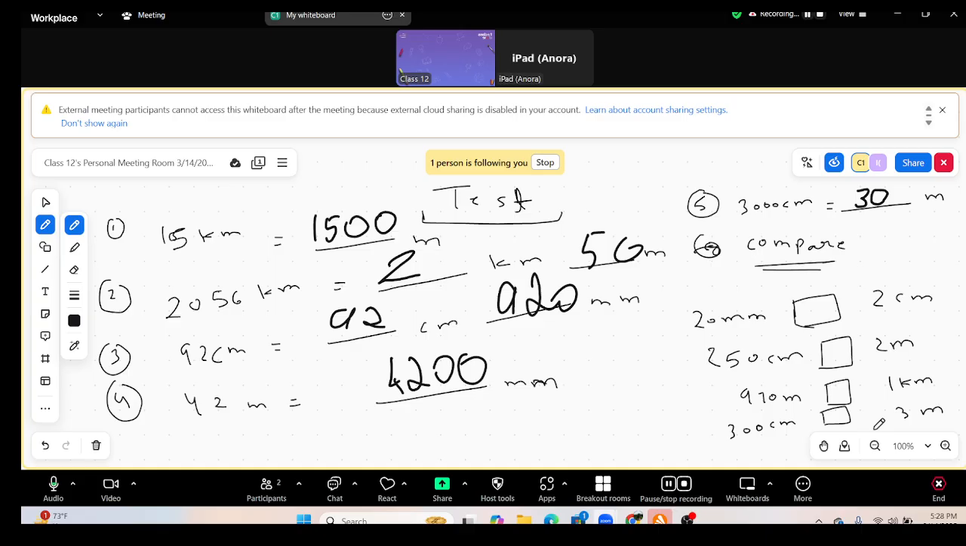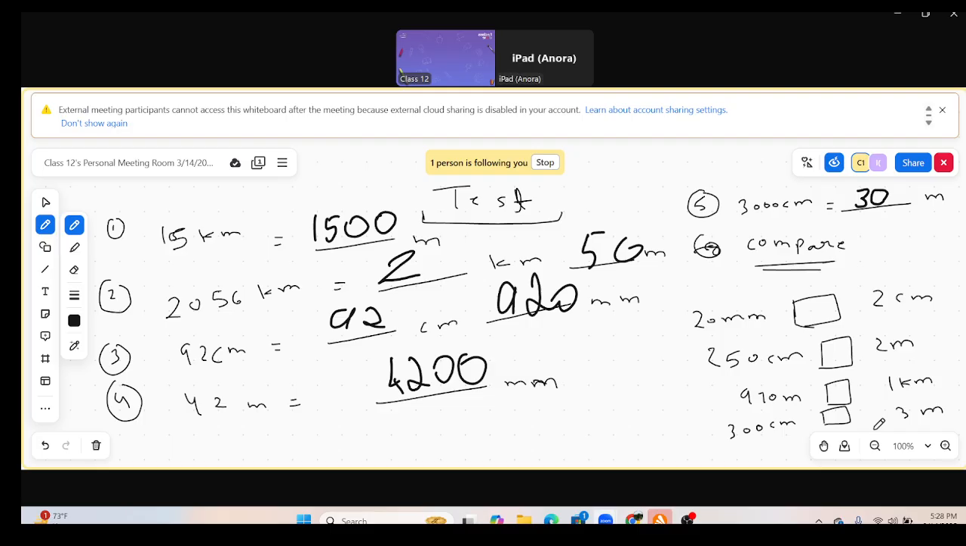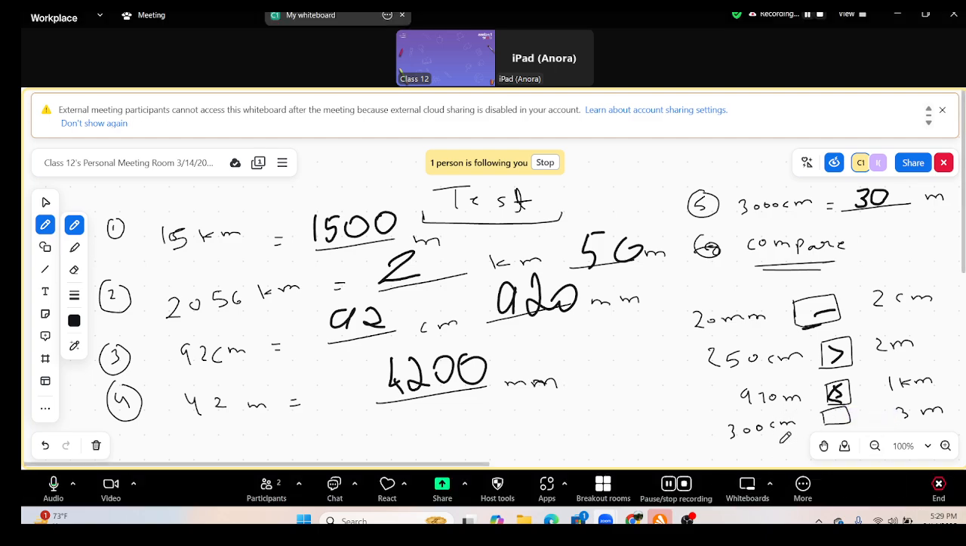Yeah, put the sign. Okay, one moment. 20 millimeter, 2 centimeters. Very good.